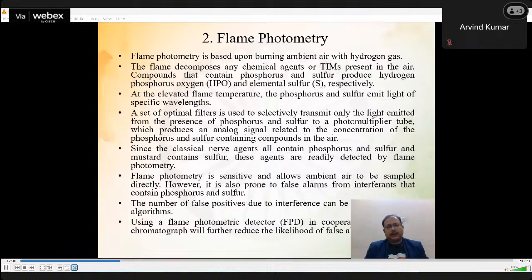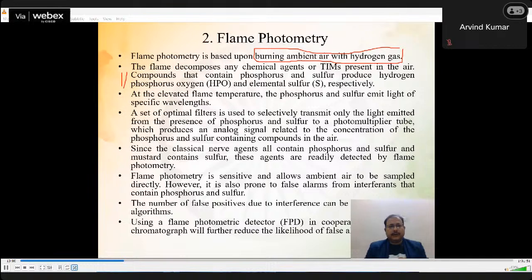Now, the next in this series is flame photometry. Flame photometry is based upon burning ambient air with hydrogen gas. So if somebody asks you what the basic principle is, you can easily say burning of ambient air with hydrogen gas. The flame decomposes any chemical agents or toxic industrial materials present in the air. Compounds that contain phosphorus and sulfur produce hydrogen phosphorus oxygen, HPO, and elemental sulfur respectively. So the mechanism is this only.